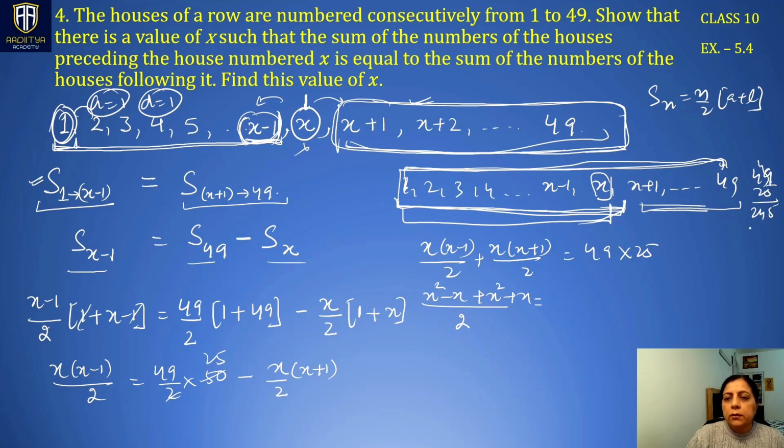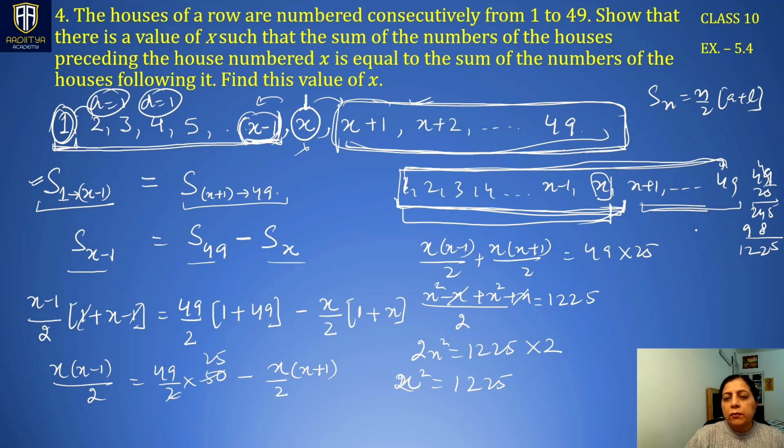49 twos are 98.5. 1, 2, 2, 5. Now this minus x plus x get reduced. We have 2x square, which is 1225 multiplied by 2. So that means we have x square is equal to 1225.